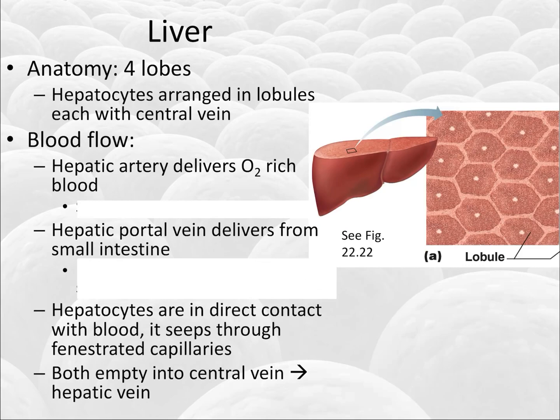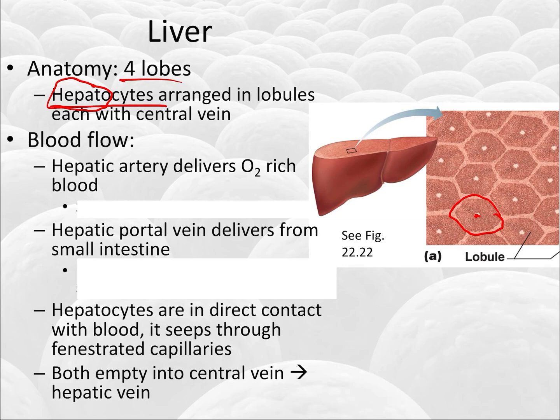Okay, another very important organ for the digestive system is the liver. The liver has 4 separate lobes, and the cells inside of the liver are called hepatocytes. Anytime you see hepat or hepato, we're talking about the liver. These are arranged in lobules, as shown here. So there's a cell in a little lobule. It's got a central artery, and we'll see that in a sec.